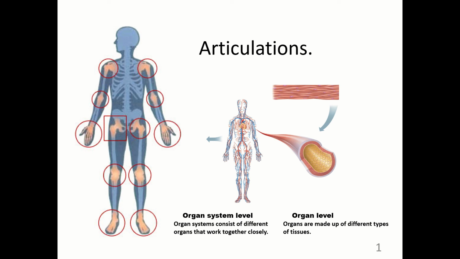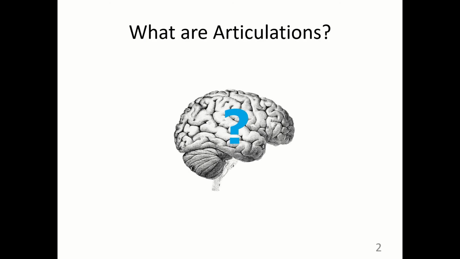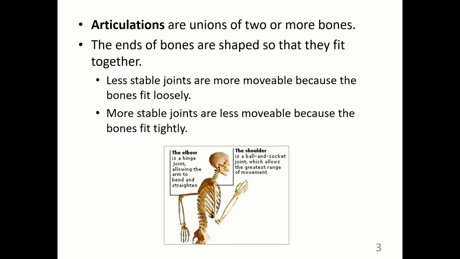This lecture is on articulations. What are articulations? Articulations are unions of two or more bones. The ends of bones are shaped so that they fit together. Less stable joints are more movable because the bones fit loosely. More stable joints are less movable because the bones fit tightly.